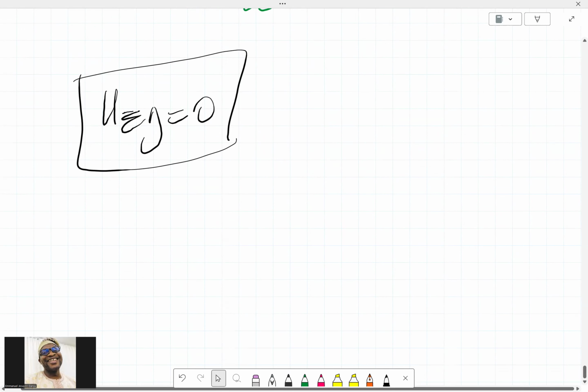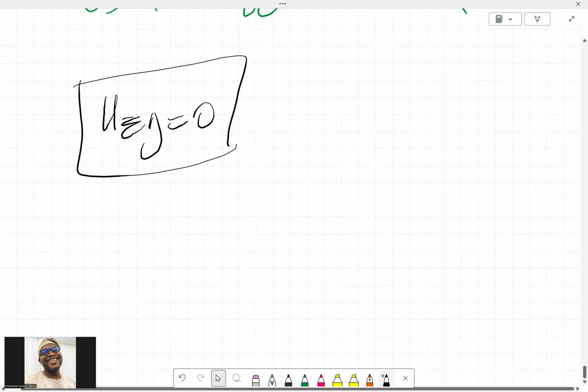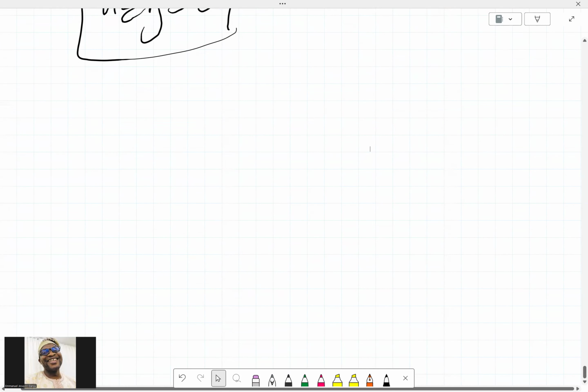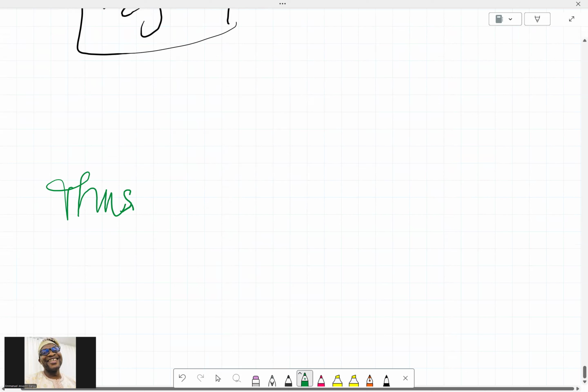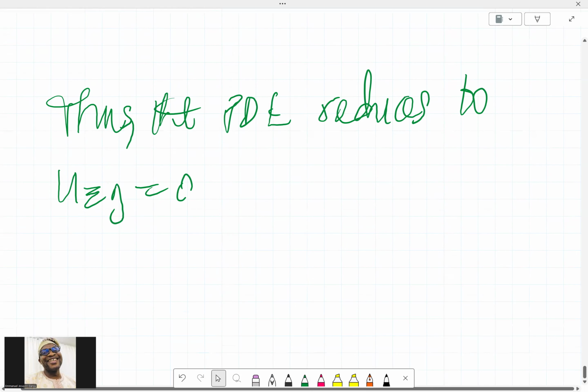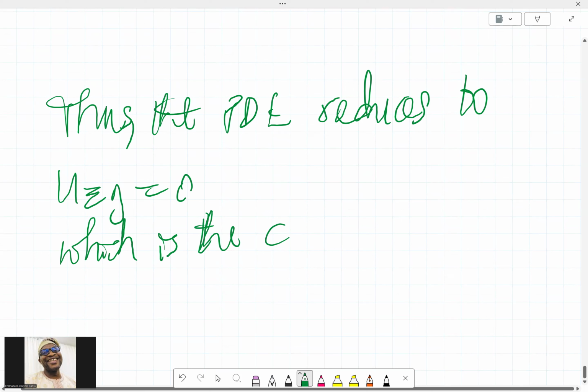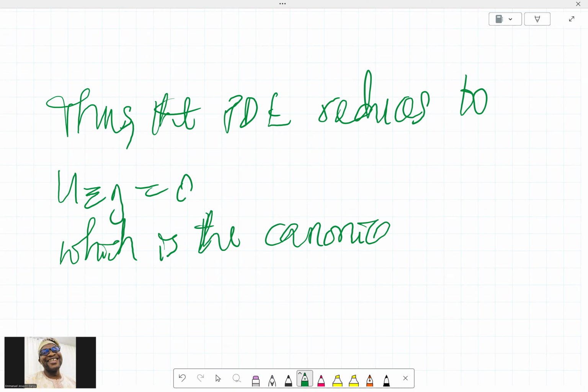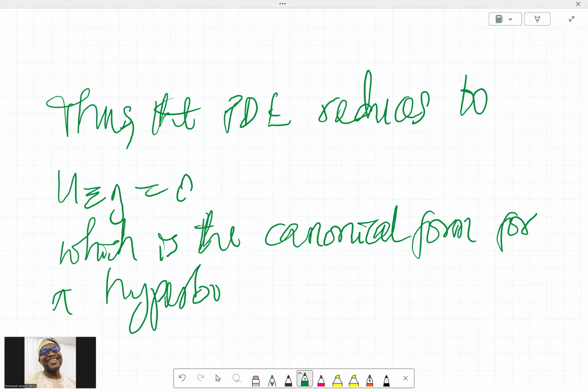And once that is done, we can conclude that thus the PDE reduces to u_eta u_psi eta equals 0, okay, which is the canonical form for a hyperbolic equation, just like we saw when we started out, right?